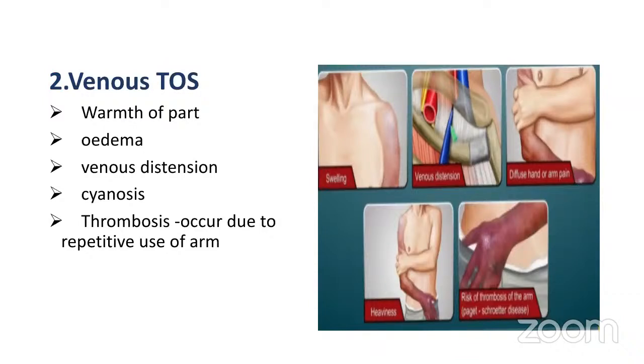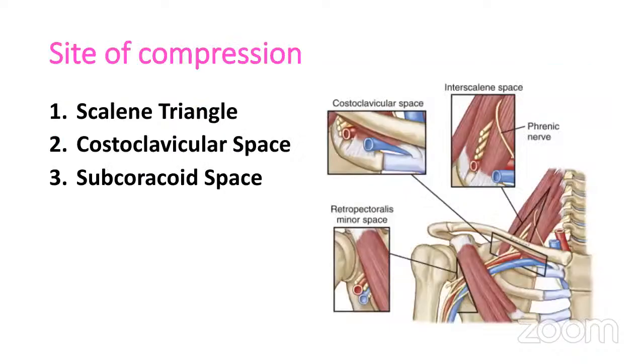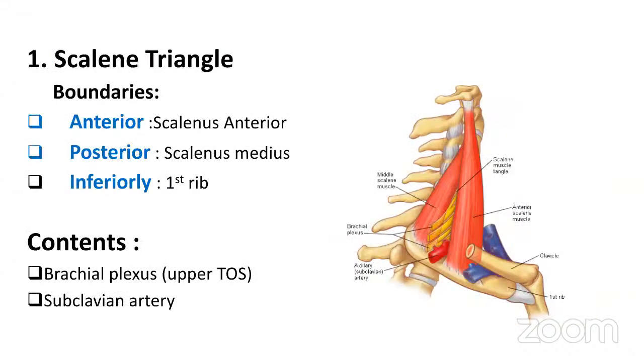Next, which are the sites of compression? There are three sites for compression. First one is the scalene triangle, second is the costoclavicular space, and third one is the subcoracoid space. Now, let's see. First one is the scalene triangle. As the name suggests, it is formed by the scalene muscles and first rib. Boundaries: you can see here in the figure that anteriorly it is formed by scalenus anterior, posteriorly by scalenus medius, and inferiorly by first rib.